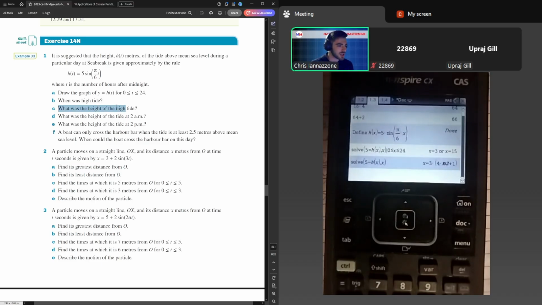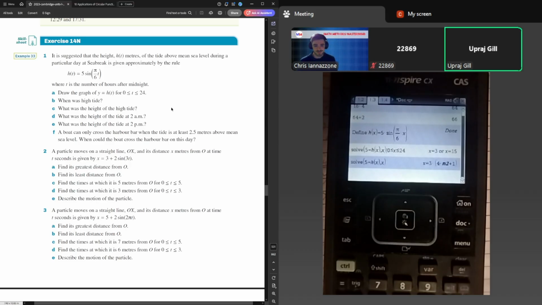So what was the height of the high tide? We already said that one. That's going to be 5. We saw that already. What was the height at a specific time? Well, if you know the time value, how might you get the height out of that? Kind of like the reverse of what we did. Plug it in, the t, solve for. Yeah, you plug it in as a t value, absolutely.